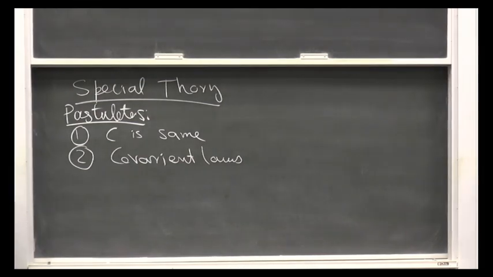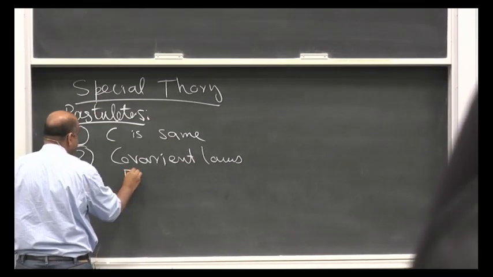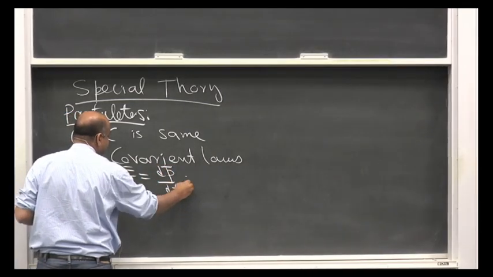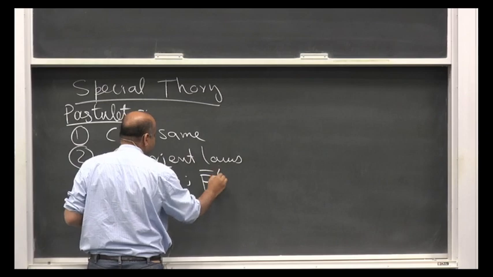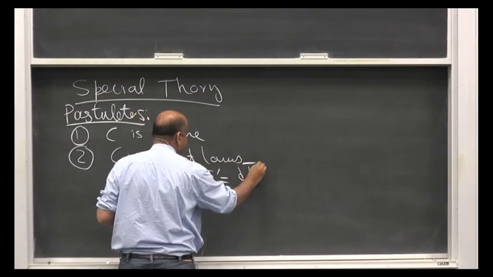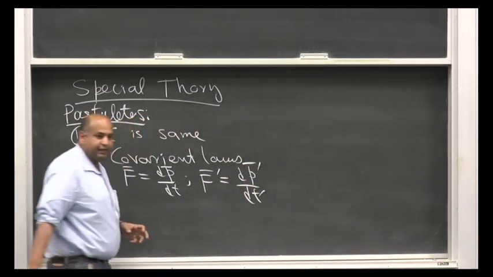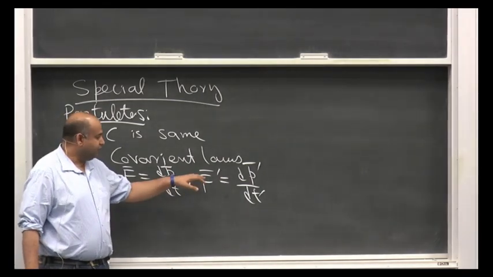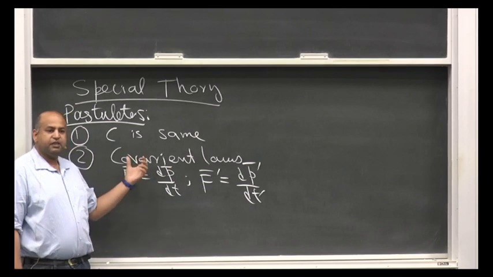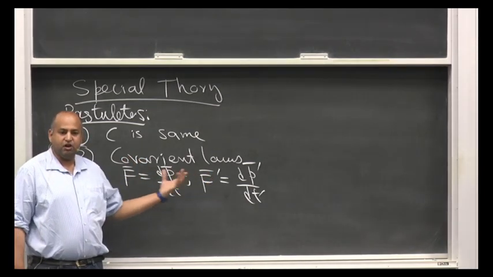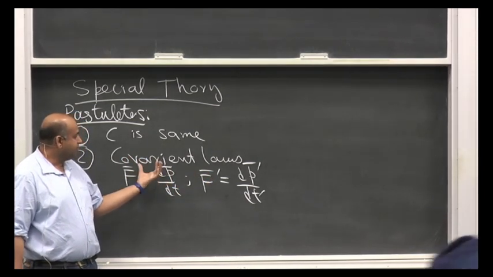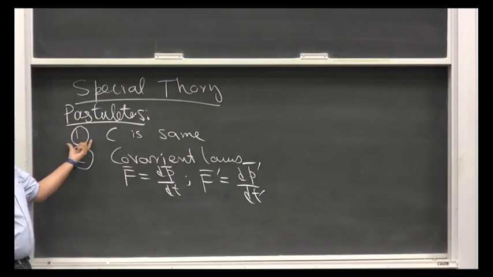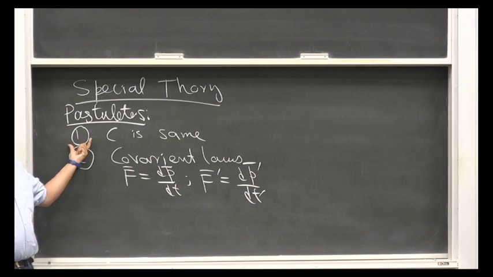For example, in one frame, if we have F is equal to dP by dt, in the other frame we might have something like this, where time is different, momentum is different, maybe force is different, but the form of the law is the same for all observers. So that's what I mean by the laws to be covariant. And we saw that the first postulate has certain consequences.